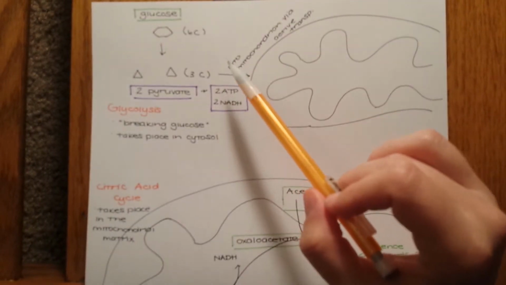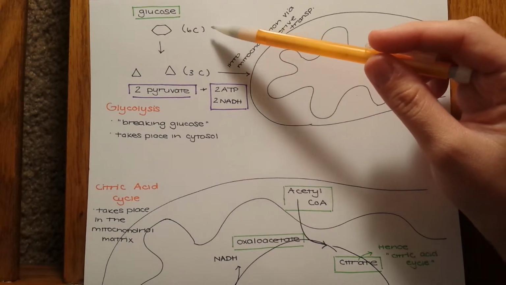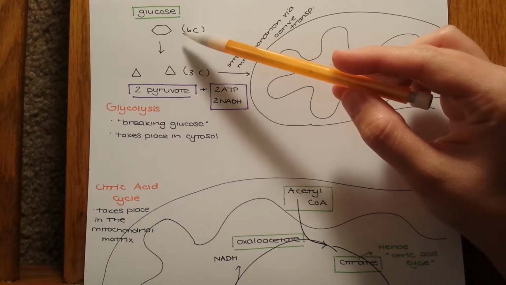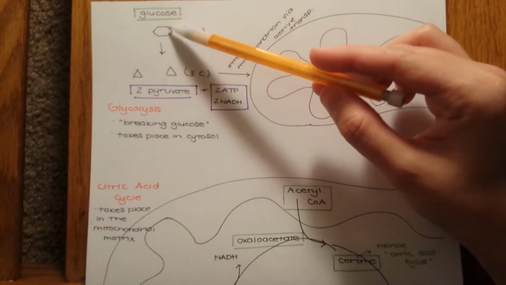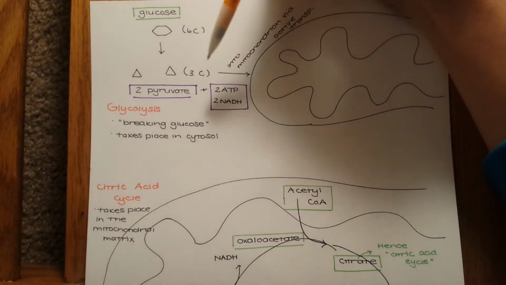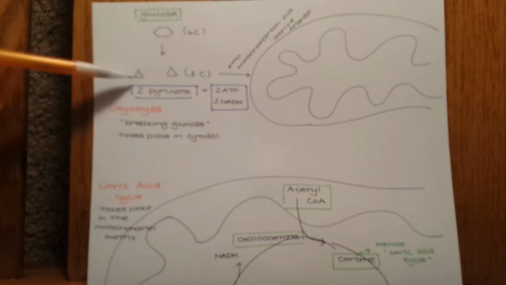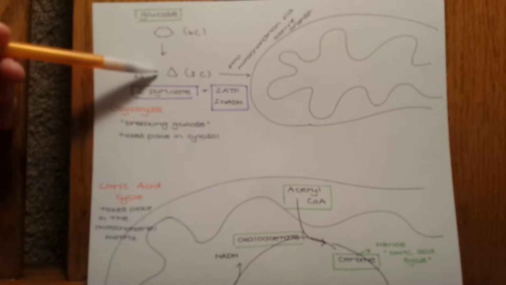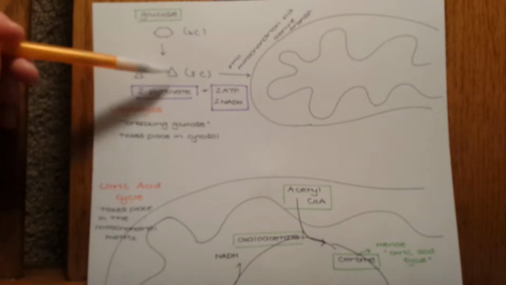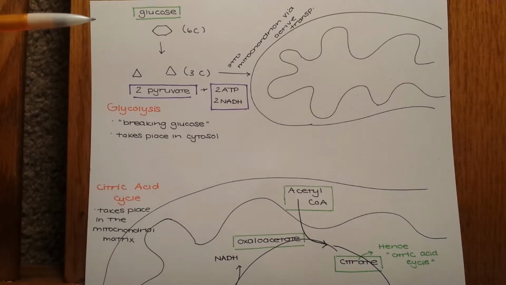And so here I just wanted to make a note of what's happening with the carbons. So you had 6 carbons in your glucose molecule. And so if you count all the points on this hexagon, there's 1, 2, 3, 4, 5, 6 of them. And then when we break this apart into our 2 pyruvates, your 2 pyruvates have 1, 2, 3 carbons and 1, 2, 3 carbons. Sorry about the focus there. Okay.